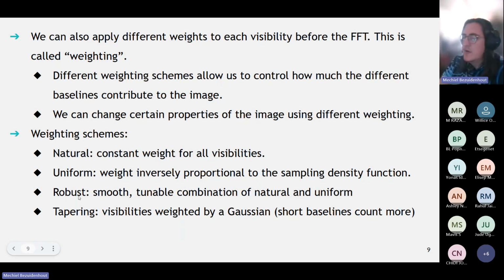You can also do a robust weighting, which is kind of a tunable combination of natural and uniform weighting. So you have a robustness parameter, and you can set it so that it's more natural or more uniform, and you can kind of tune it to get the result that you want. Then there's also a tapering weighting scheme, which means that you weight the visibilities by a Gaussian. So the short baselines close to the UV center get a high weight, and then the weight gets lower as you move out away. So you prioritize the short baselines.